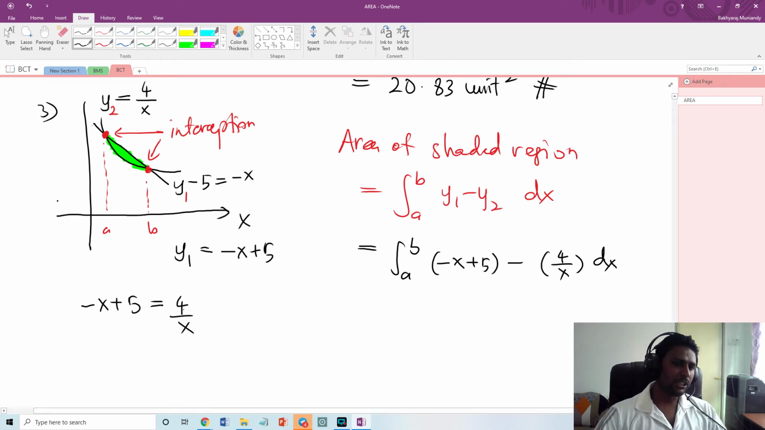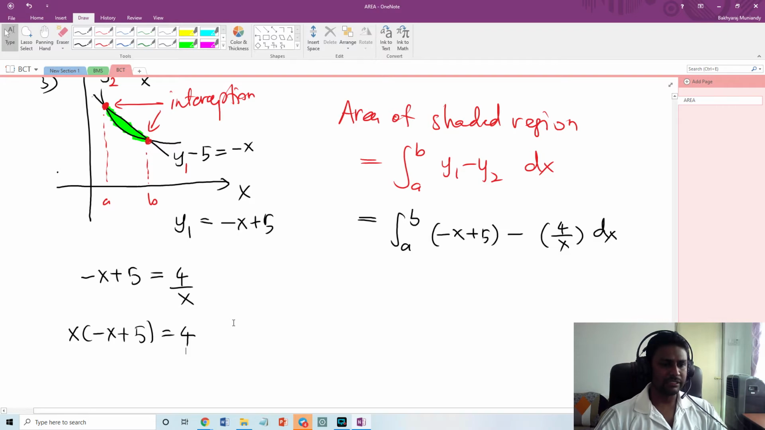In order to solve, I need to cross multiply, because I need to make it a quadratic, right? So x times negative x plus 5 equals 4. So I just cross multiply. In order to find the limit, I must solve this quadratic. So I get negative x square plus 5x equals 4.